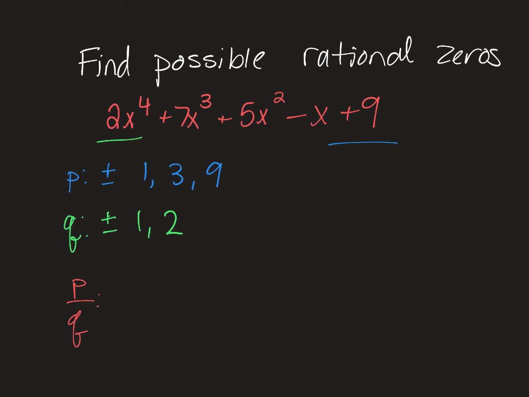So I'm taking my blue 1 divided by 1, 1 divided by 2. Then I have 3 divided by 1, and 3 divided by 2, and 9 divided by 1, and 9 divided by 2. All right, so you've got to find all of your factors. So like I'm looking for this list.